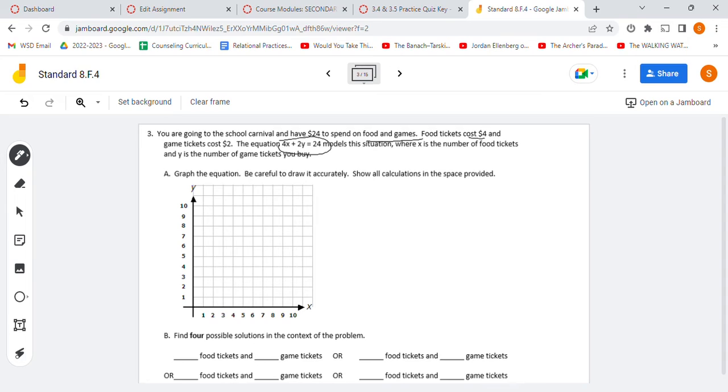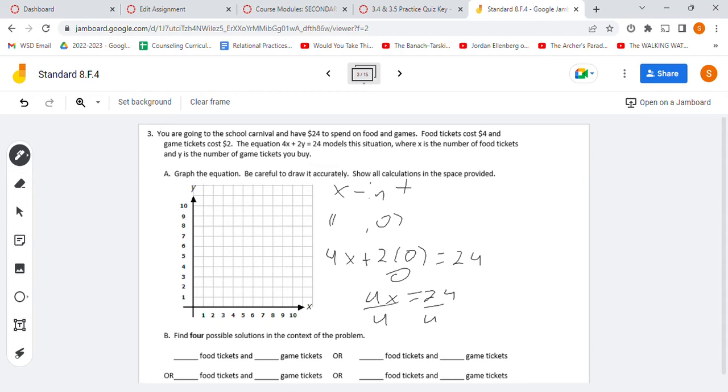Food tickets cost $4, game tickets cost $2, and so that's where the 4x plus 2y comes from, and the 24 is that we have $24 to spend total. So we're going to find our x and y-intercepts like before using our equation. The x-intercept has a y value of 0, so we put in 4x plus 2 times 0 equals 24. 2 times 0 is 0, so we end up with 4x equals 24. Then we divide by 4, and we get x equals 6. So that is our x value for our x-intercept.